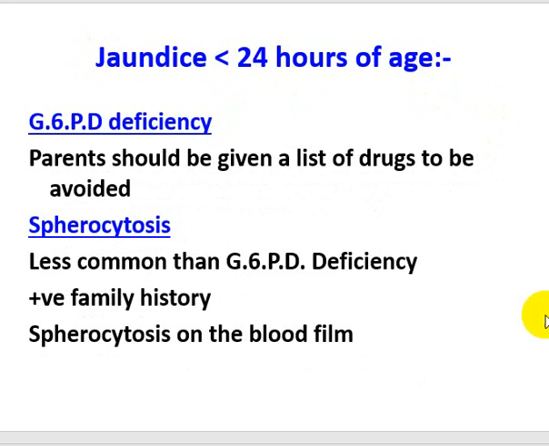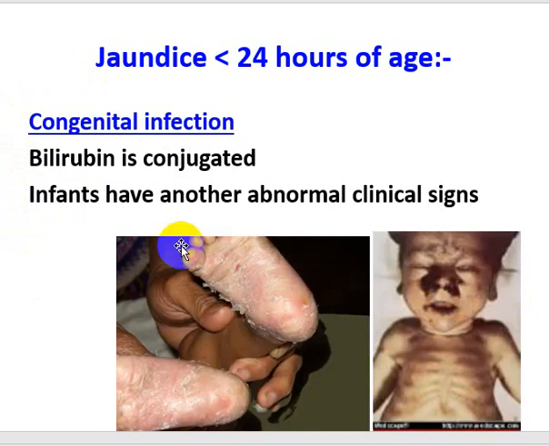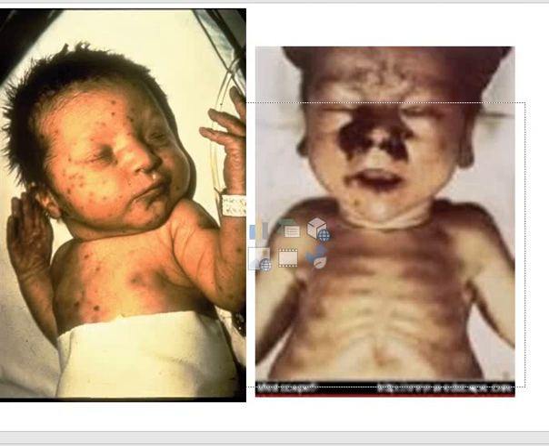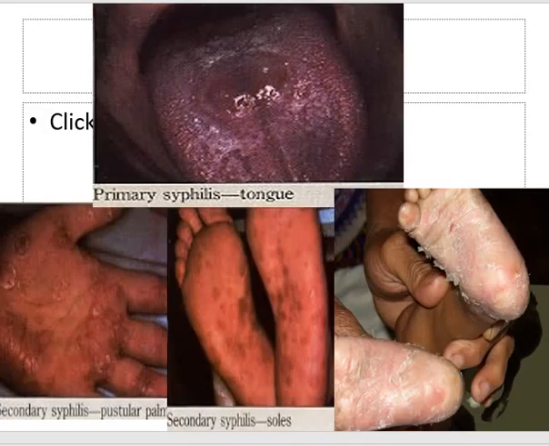There are also other causes that can be associated with jaundice in the first day of life, like G6PD deficiency and spherocytosis. Also, another cause of jaundice in the first day of life: congenital infection. And these are pictures of babies who are born with the clinical manifestations of congenital infection, like rash, hepatosplenomegaly, anemia. This is another picture of babies born with congenital infection.